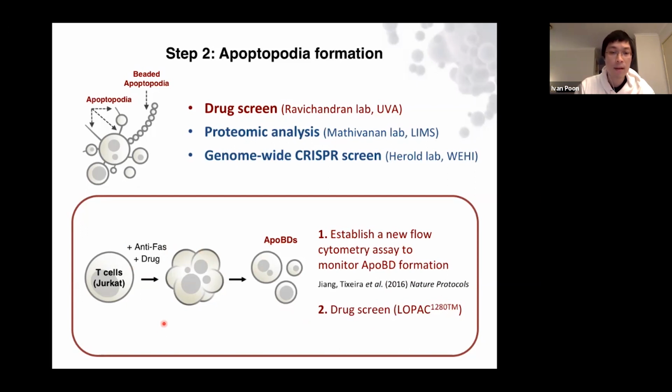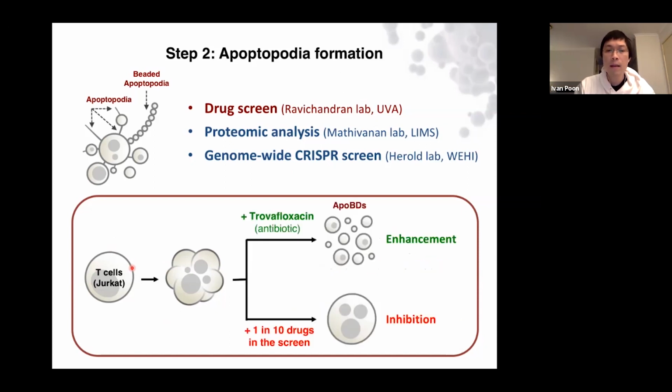When I first proposed this, I think even my own lab thought that was a bit crazy, but it actually worked out quite well. So in the screen, we identified a number of drugs that can help cells to break apart more than usual.